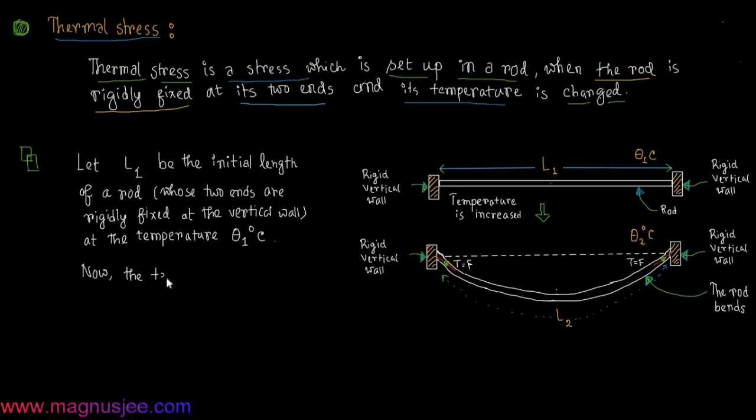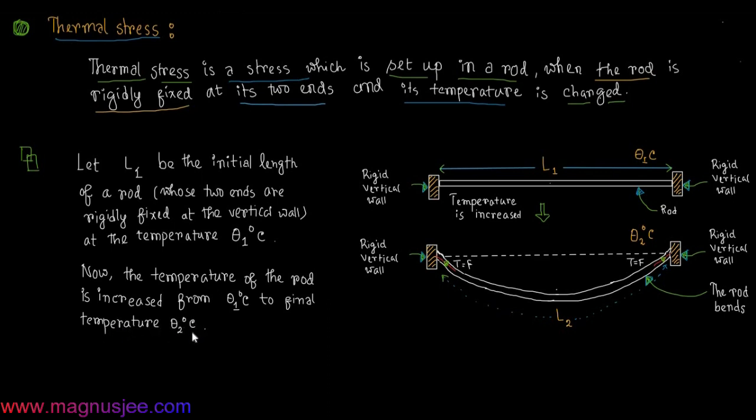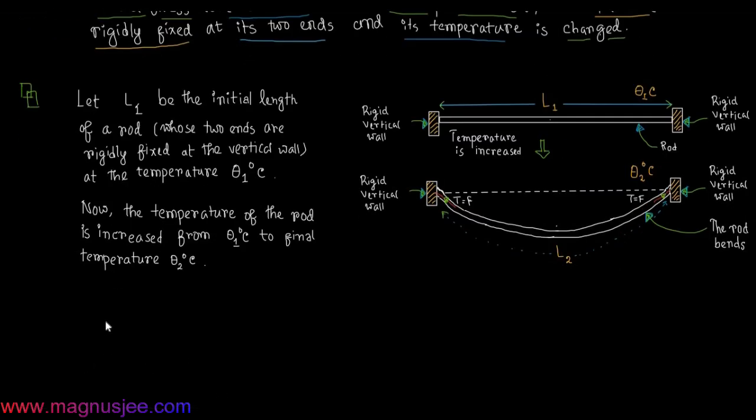Now the temperature of the rod is increased from theta 1 degree C to the final temperature theta 2 degree C. In this case, the length of the rod will increase from L1 to L2. L2 is the final length of the rod at final temperature theta 2 degree C.